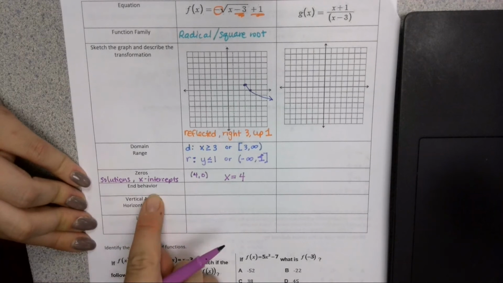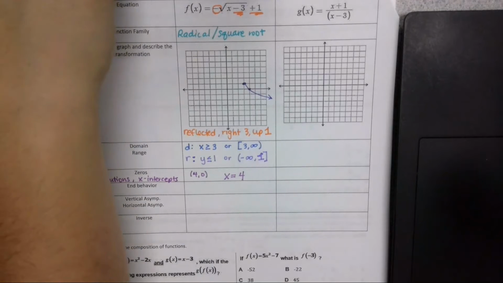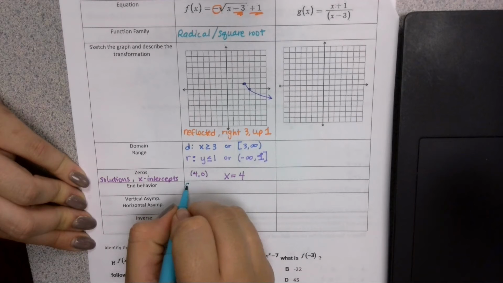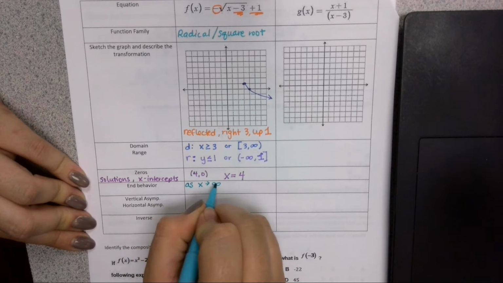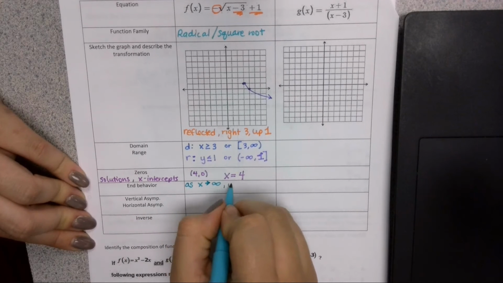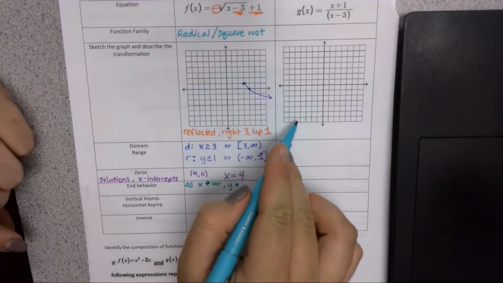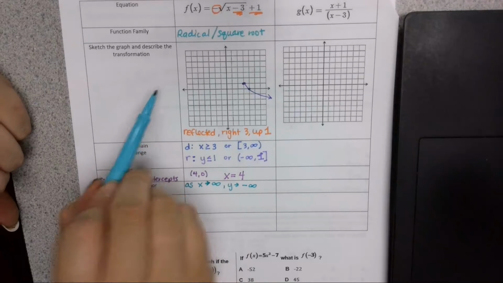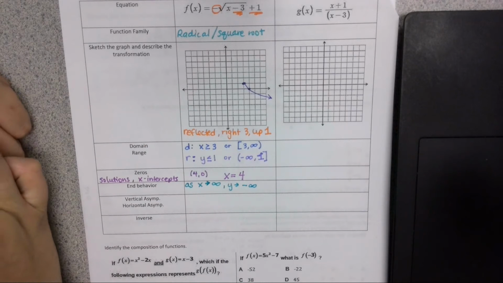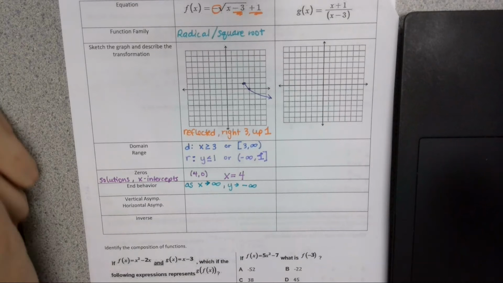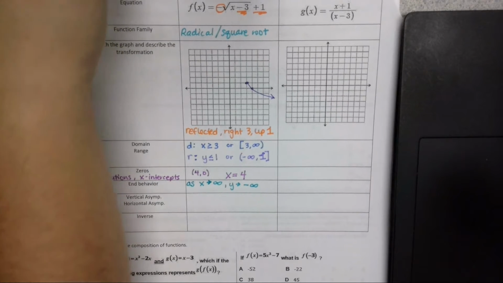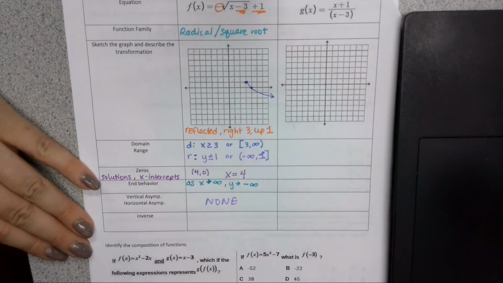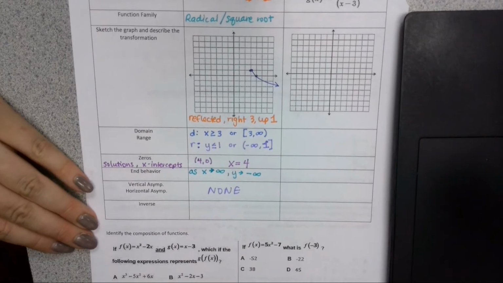End behavior for this function, you're really only going to get asked one direction. What is happening as x increases? So as x is approaching positive infinity, what is happening to y? Well, it's getting more and more negative. So it approaches negative infinity. We can't go the other direction because x is not approaching negative infinity. We do not have all real numbers in my domain here. There are no asymptotes in a square root or radical function, so we do not have to worry about those.